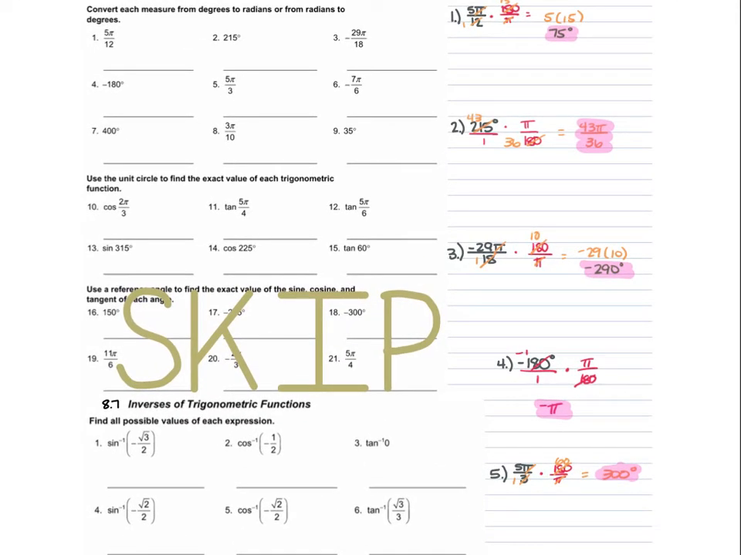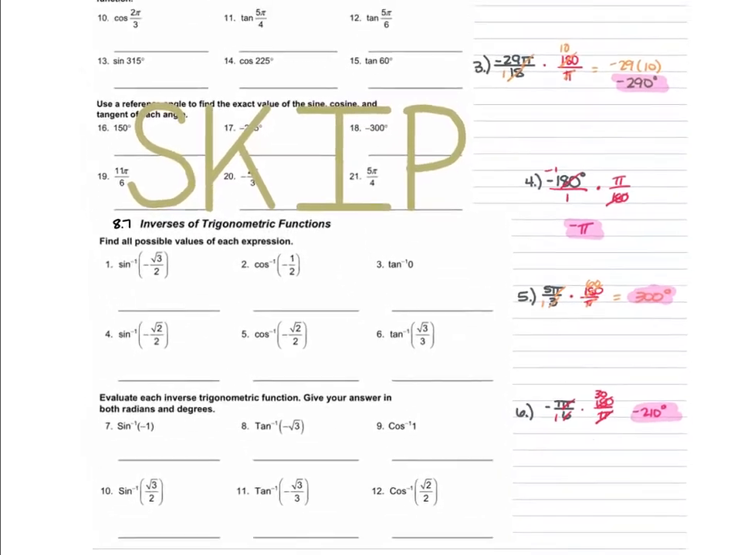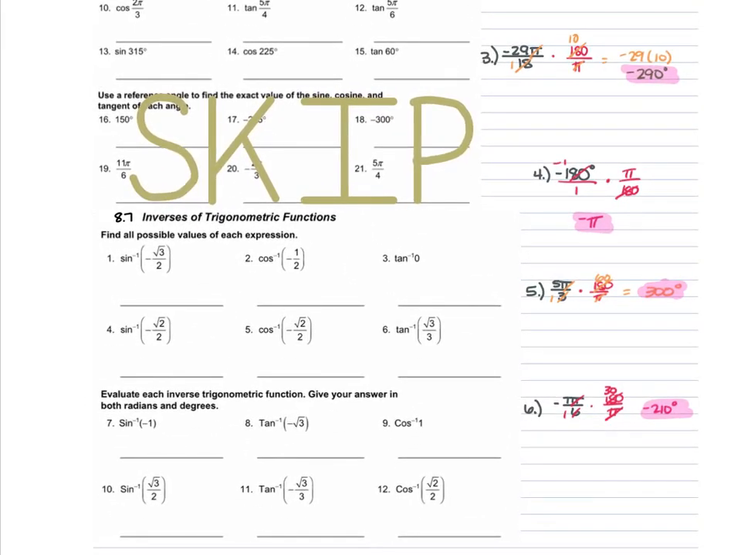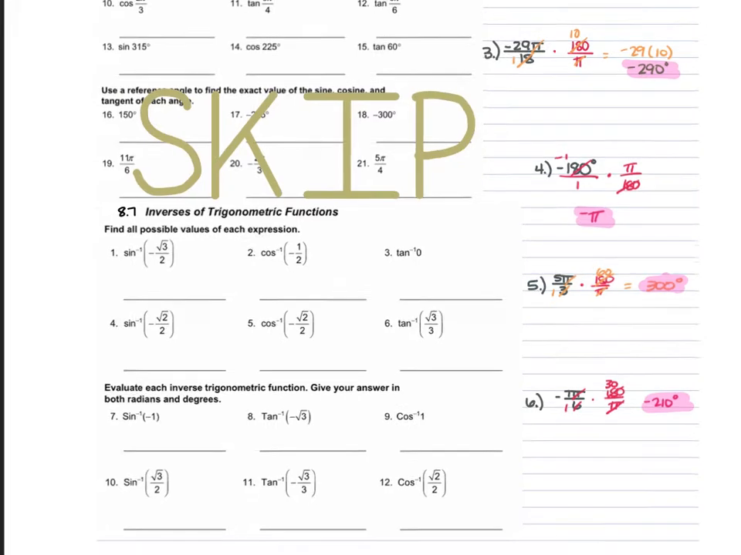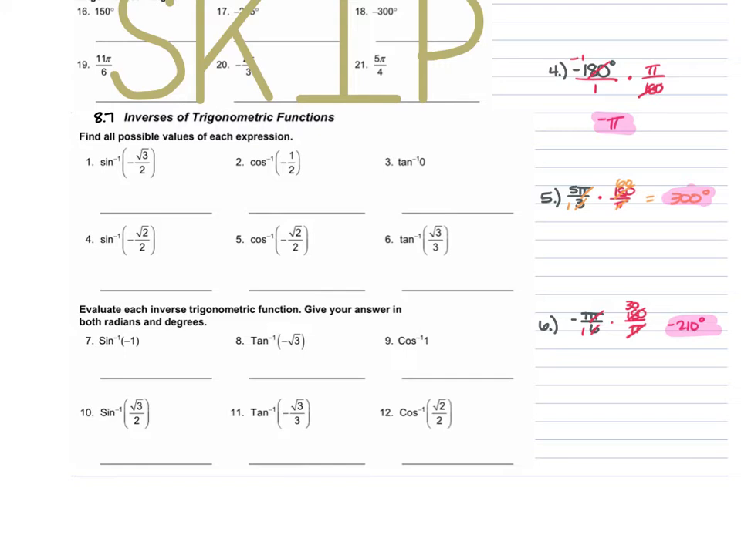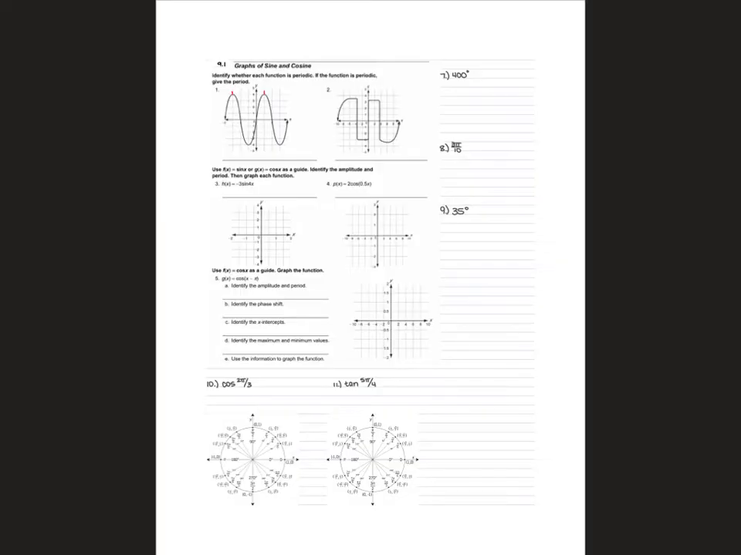For 10 through 15, we're using the unit circle to find the exact value of each trigonometric function. We are finding all possible values of each expression for 1 through 6. Change for number 7. Evaluate each inverse trig function. Give your answer in both degrees and radians. So these are the ones that are the second page.